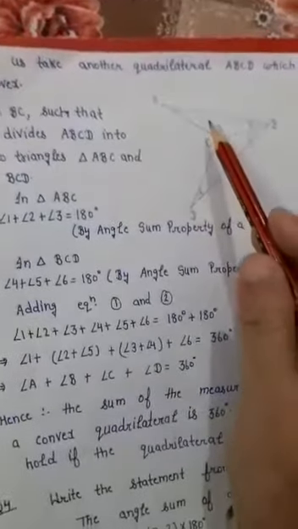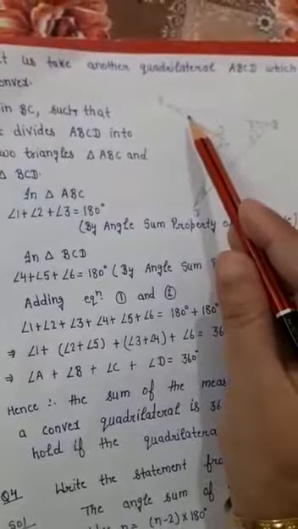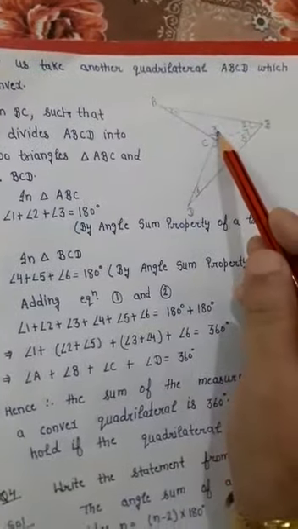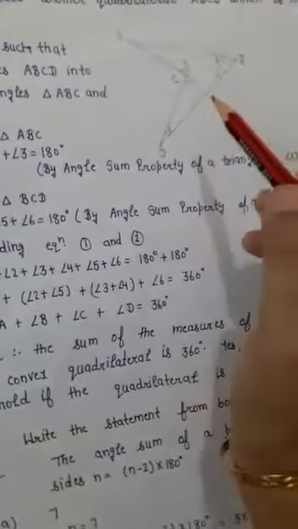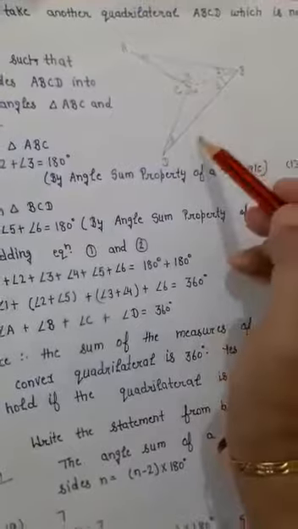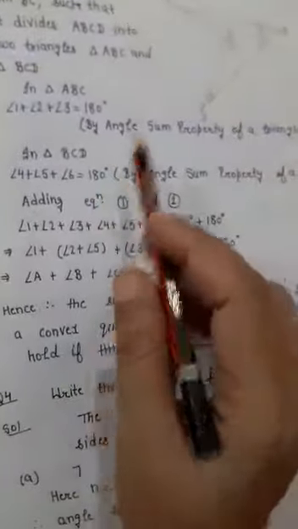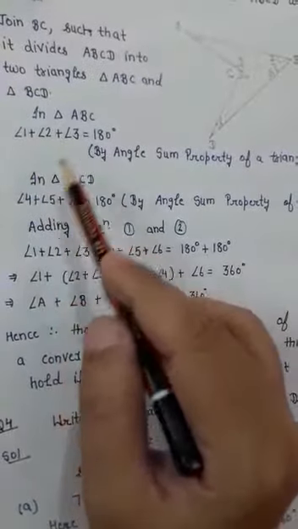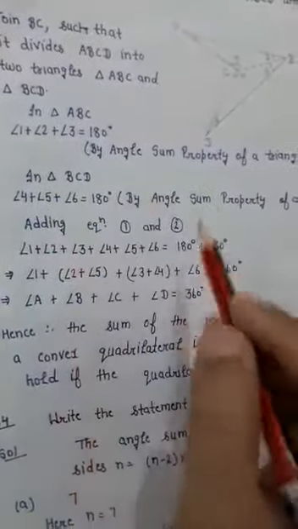In triangle ABC, angle 1 plus angle 2 plus angle 3 equals 180 degrees by the angle sum property of a triangle. In the similar way, in triangle BCD, angle 4 plus 5 plus 6 equals 180 degrees. Adding these two equations, 1 plus 2 plus 3 plus 4 plus 5 plus 6 equals 180 plus 180.